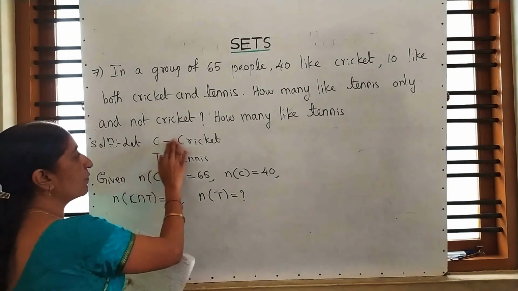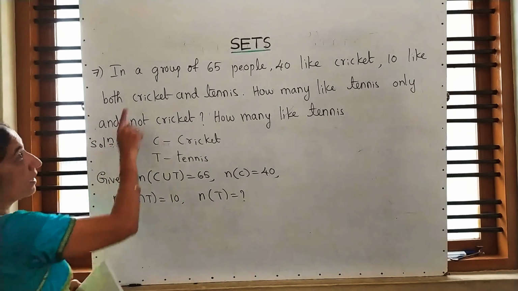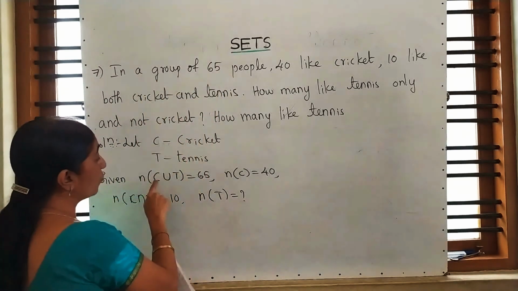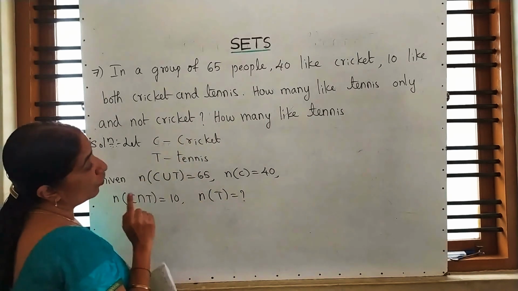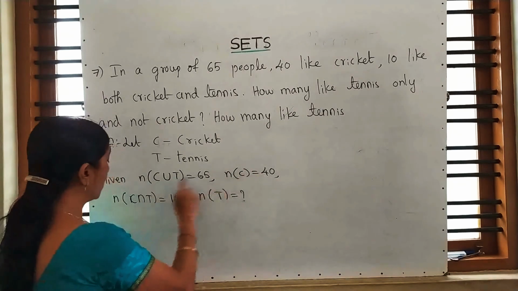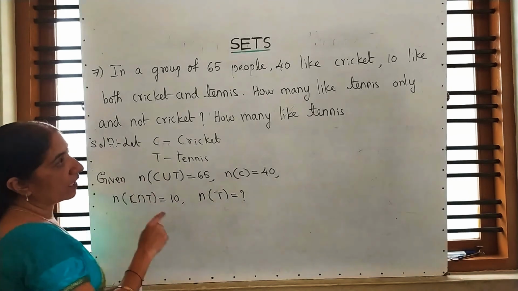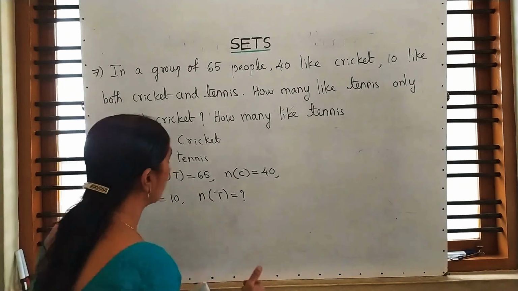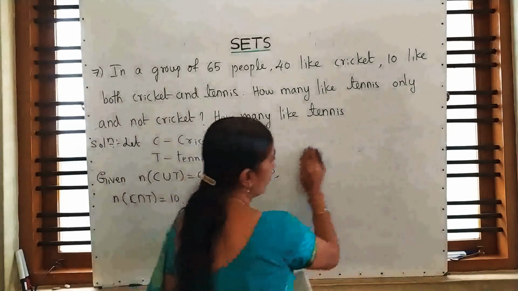Say I am taking C for cricket and T for tennis. After that I am writing given. There are 65 people means union. C union T is 65. And the 40 like cricket. The number of people who like cricket is 40. 10 like both tennis and cricket. That is the common part. And they are asking how many like tennis only, not cricket, and how many like tennis. See, first I will explain.